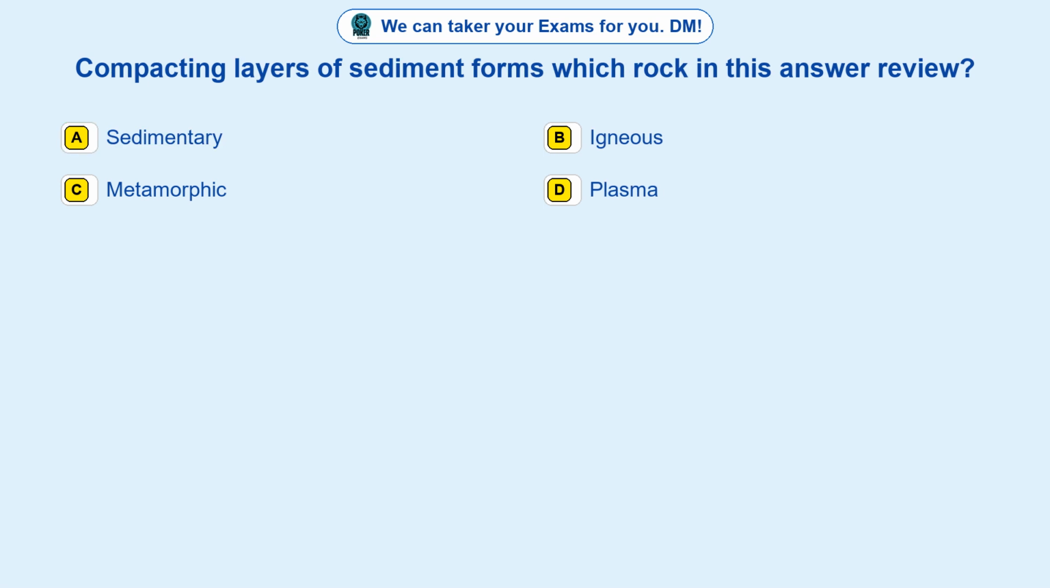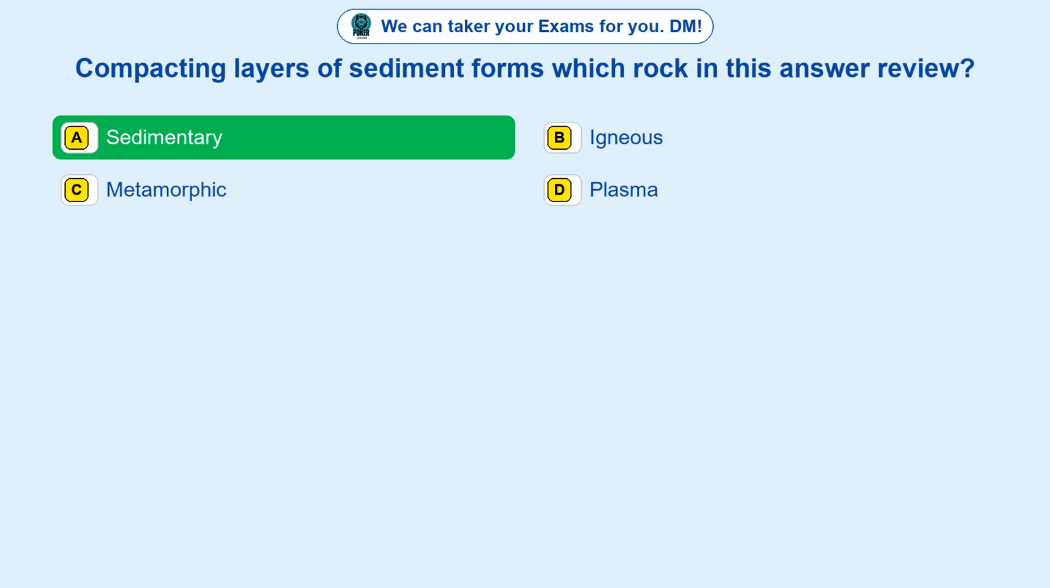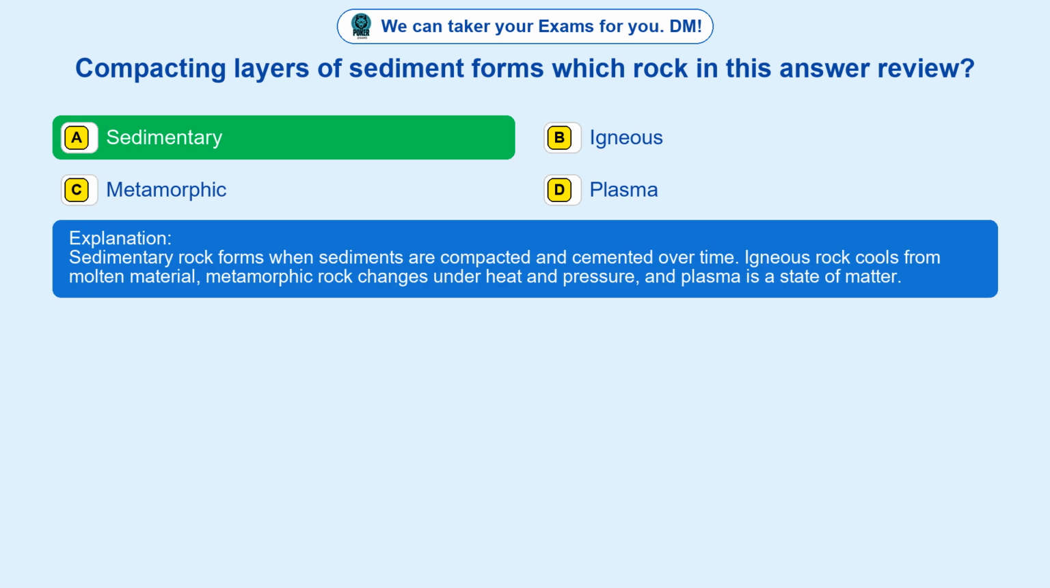Question 85. Compacting layers of sediment forms which rock in this answer review? Option A, sedimentary. Option B, igneous. Option C, metamorphic. Option D, plasma. The correct answer is option A, sedimentary. Sedimentary rock forms when sediments are compacted and cemented over time. Igneous rock cools from molten material, metamorphic rock changes under heat and pressure, and plasma is a state of matter.